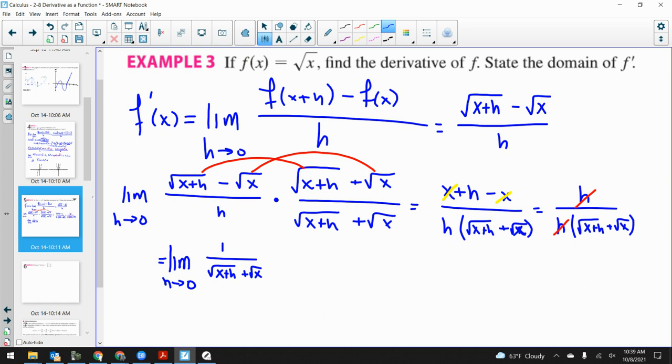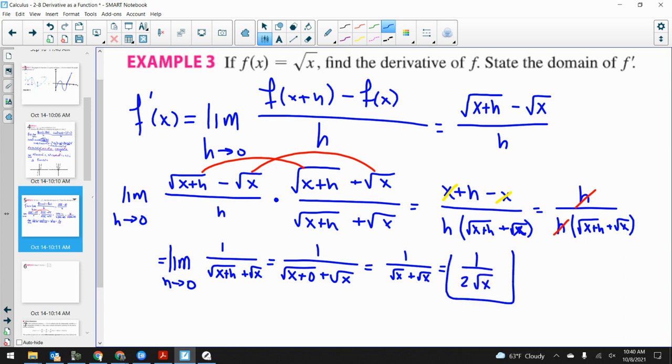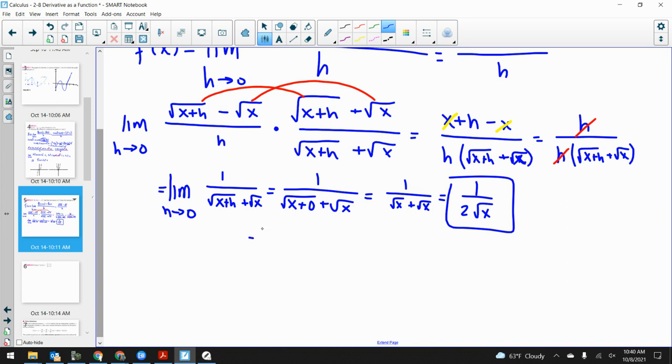Now can I directly substitute? Yes. Now I can say this is going to be 1 over the square root of x plus 0 plus the square root of x. All right, so that's 1 over square root of x plus square root of x. So 1 over 2 square root of x. And I should write it using the notation f prime of x is equal to 1 over 2 radical x.